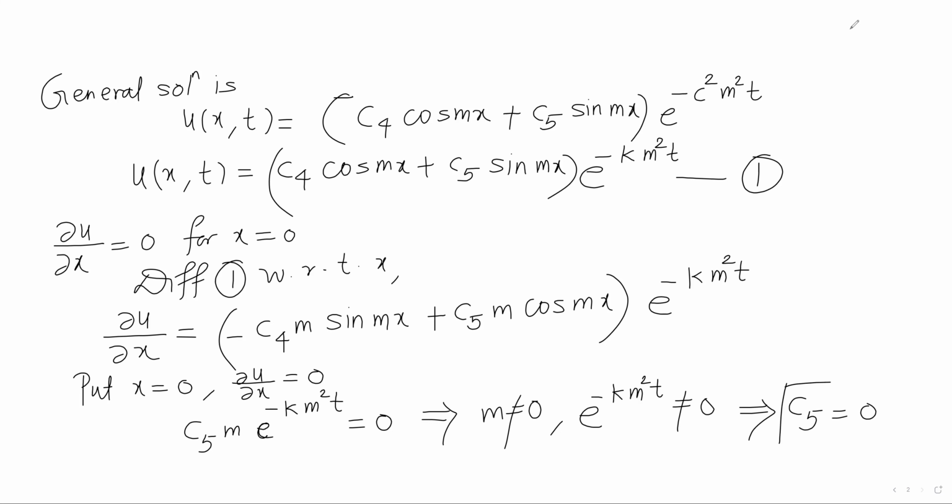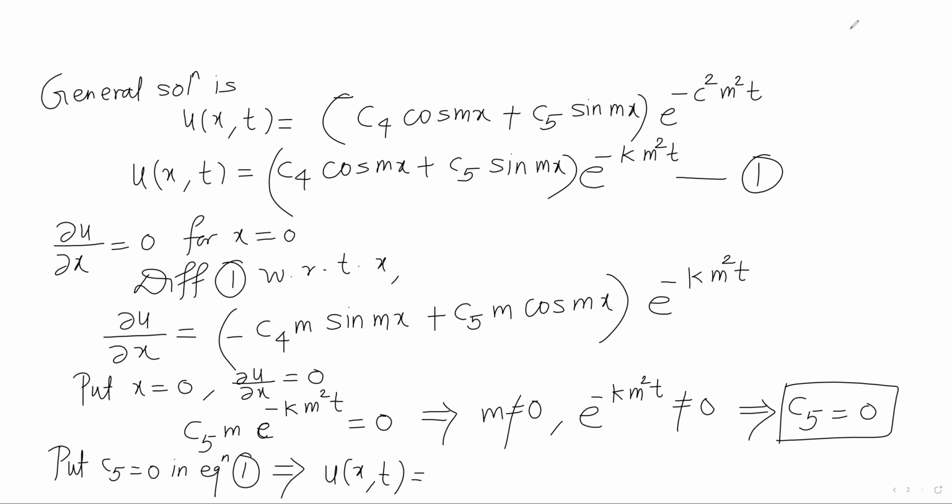So put c5 equal to 0 in equation number 1, and now equation 1 will get modified and you will get a modified solution. So u of x, t is c4 cos mx e raised to minus k m square t. We'll call this equation number 2.